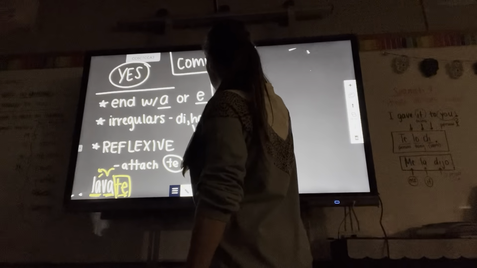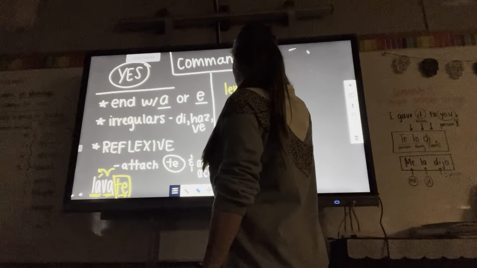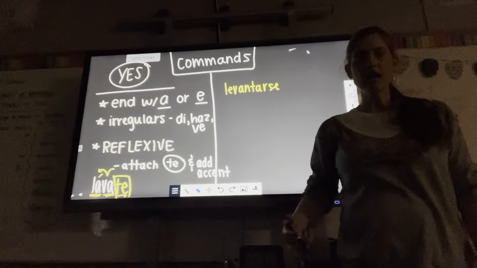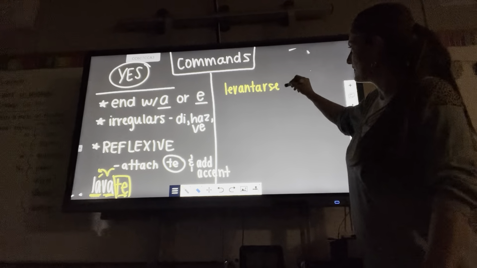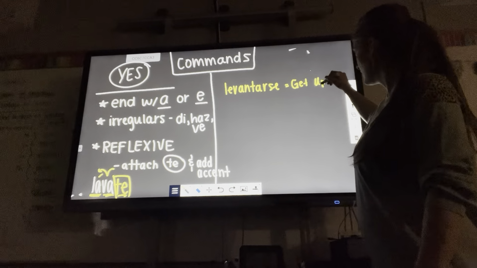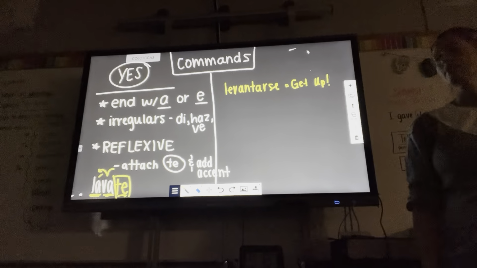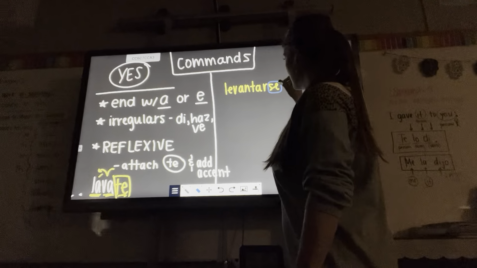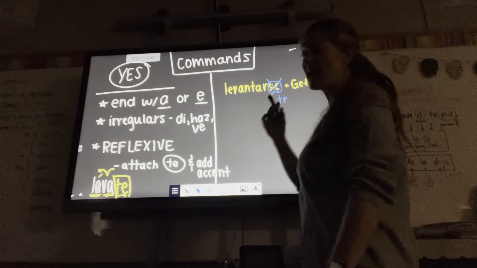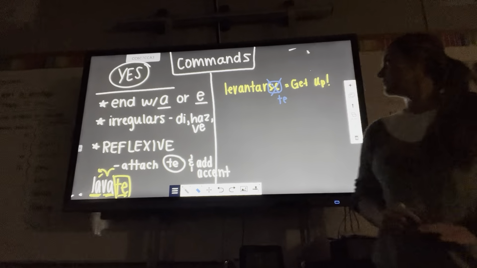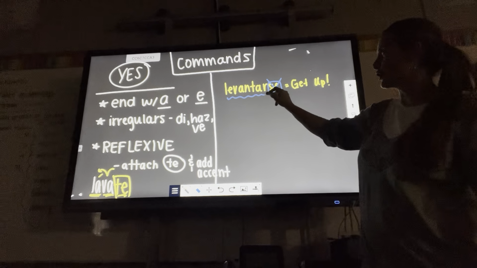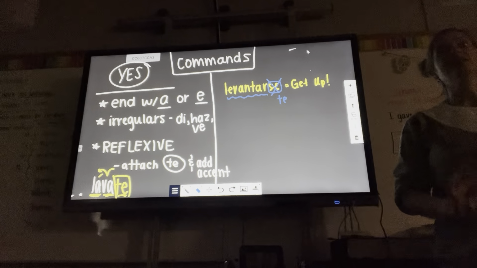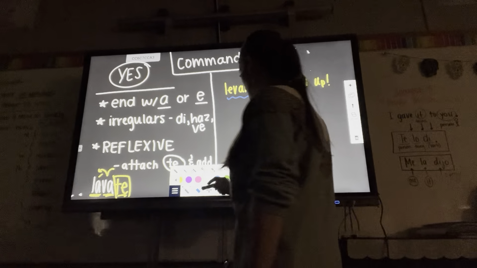So how would you change levantarse, which means to get up? How would I say get up in the command form? In my brain, I'm thinking, okay, I'm going to get rid of this se, and it's going to have to turn into a te that will go on the end. So then how do I take the word levantar and make it end with an E or an A? Levanta, right? Levanta. Okay, so that's my command.